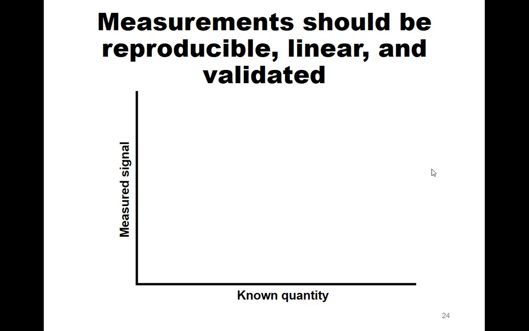And on the Y, we'll have measured signals. This is what we're getting out of the mass spectrometer. The first thing we want is for the data to be reproducible. If I were to measure a known quantity multiple times, I want the value I get out of the mass spectrometer to be the same. So that's what we were just looking at before with percent CV. That's a quick and easy way to filter for things that are not reproducible. CV will be low if these dots are clustered very closely together, and CV will be high if the values are dispersed or spread out.